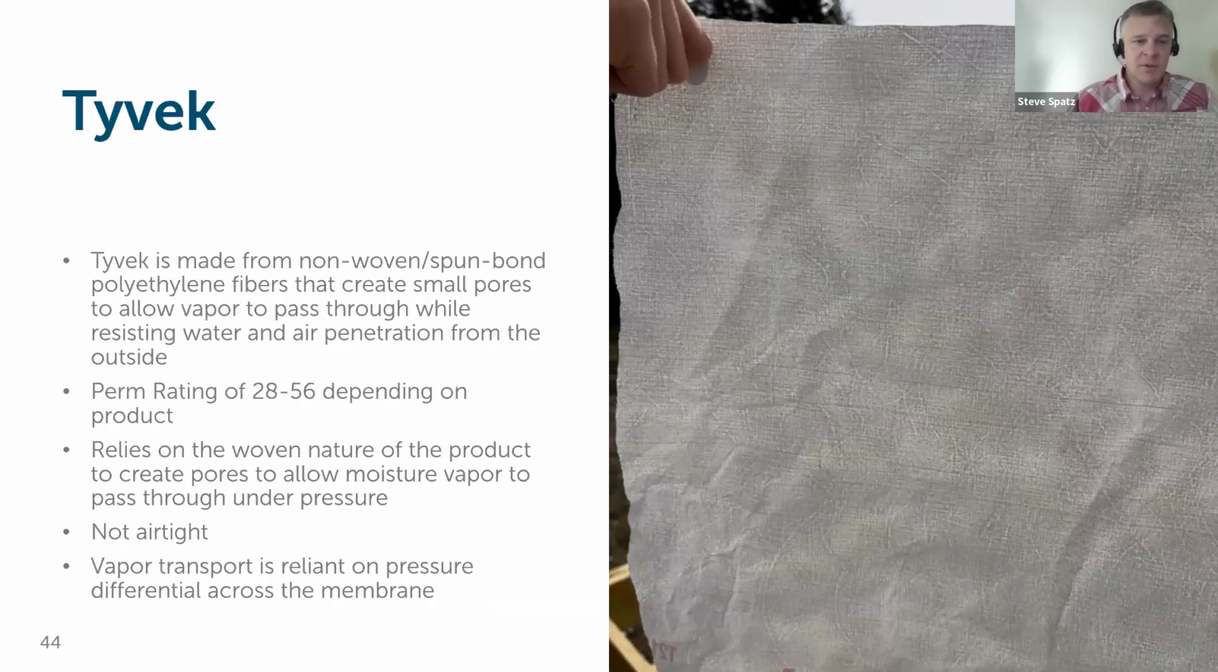Just as a quick example here, Tyvek has a very high perm rating because of that spun polypropylene type of manufacturing process. It is not airtight as a result of that, so you can't use a product like Tyvek and define it as an air barrier to an assembly, because it will not be inherent to the way that the product is manufactured.